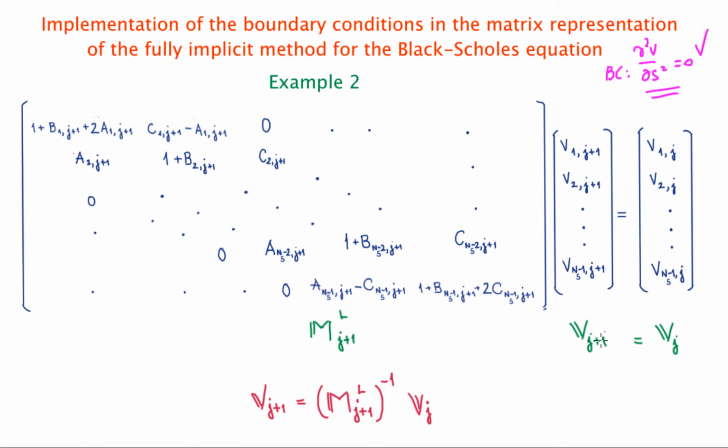From here, again, our aim is to have the values of the option at time j plus 1 as a function of the values of the option at the previous time step. But this is quite straightforward to do, because now this matrix is square, and we can invert it, and doing that is very simple. So the values of the options at time j plus 1 are the inverse of this square matrix, times the known matrix, times this V vector evaluated at j.